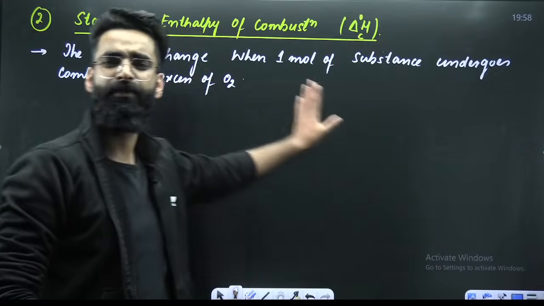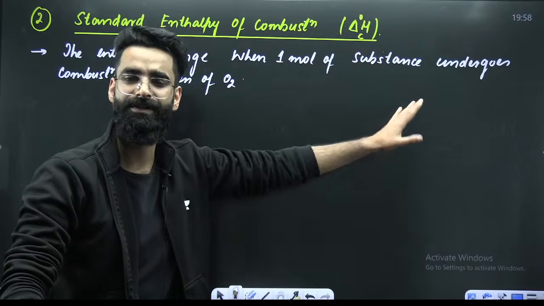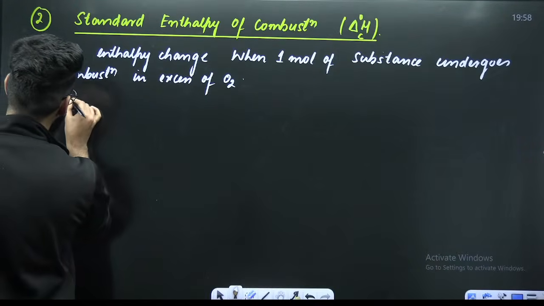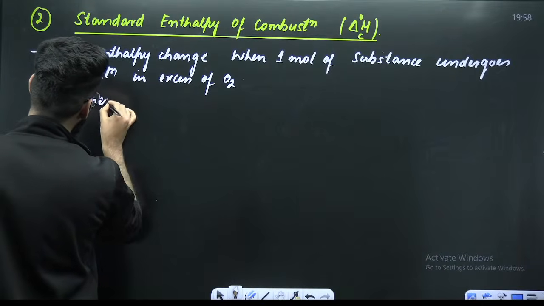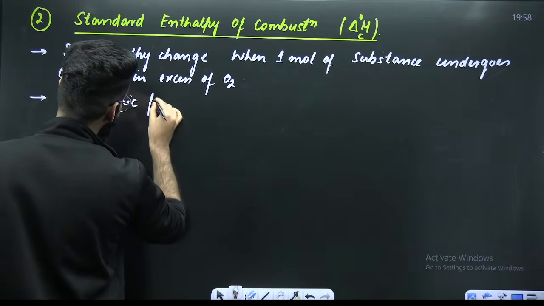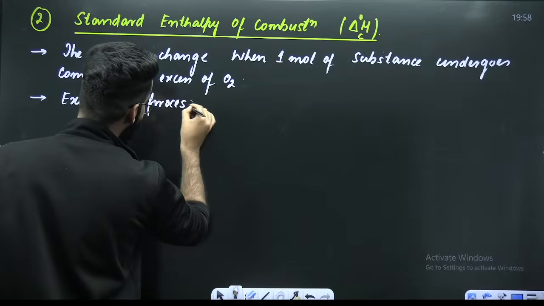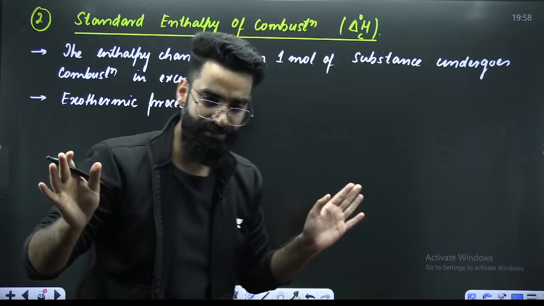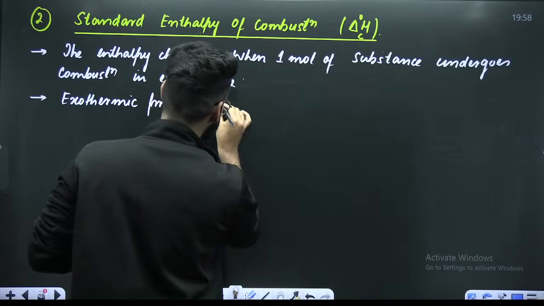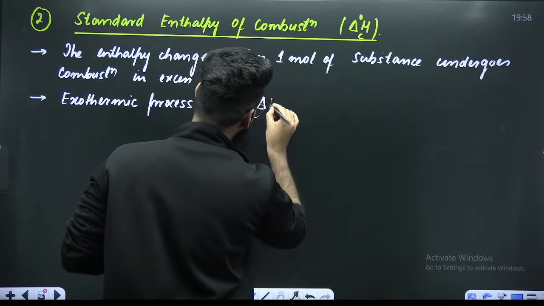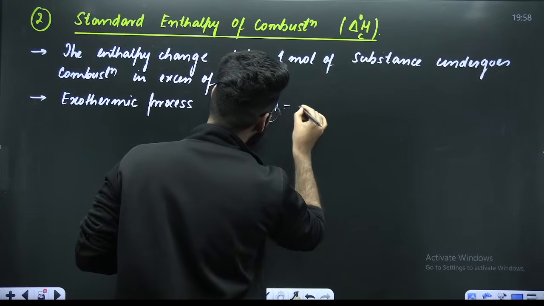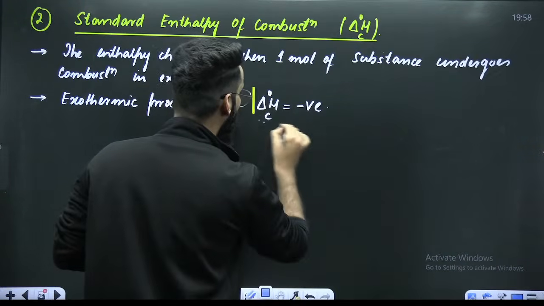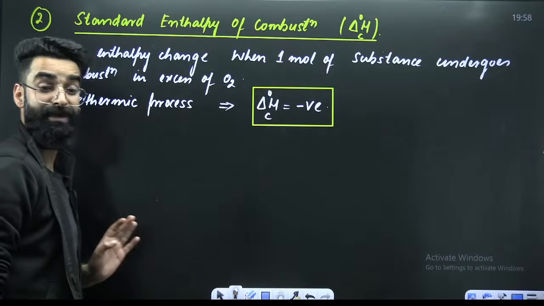First of all, before making you understand this particular definition, let me tell you, combustion is always an exothermic process. If combustion is always an exothermic process, that means during combustion, heat is always released. Therefore, that is the reason why the enthalpy of combustion value always comes out negative. That is the reason why delta H naught C is always negative, because it's always exothermic.